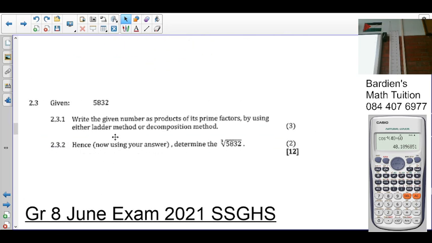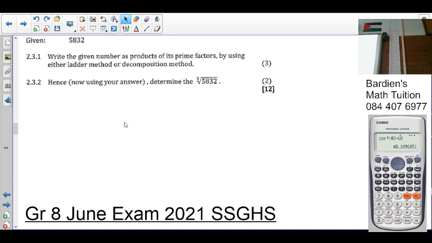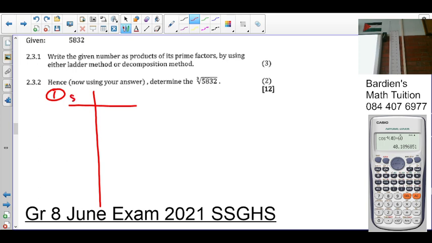People, question 2.3.1. You are given the number 5,832. Write the given number as a product of its prime factors by using either the ladder method or the decomposition method. Okay? So the ladder method for number 1 is going to be 5832. So 2 goes into that, 2,916. 2 goes into that, 1,458. 2 goes into that, 729. So 2 can't go in anymore.